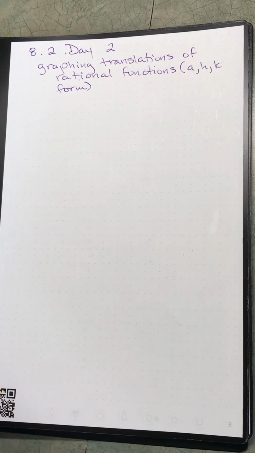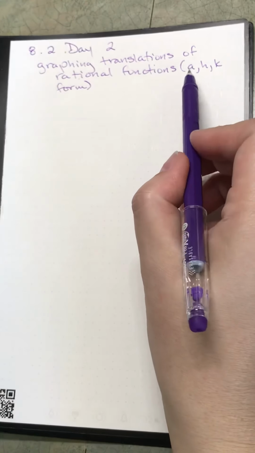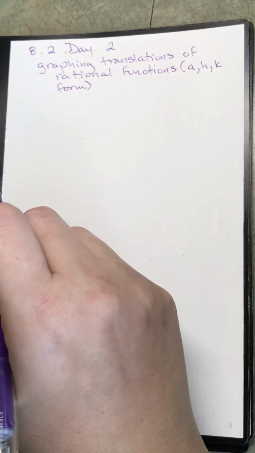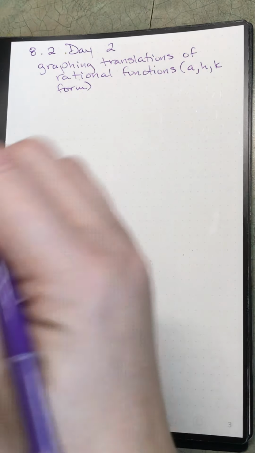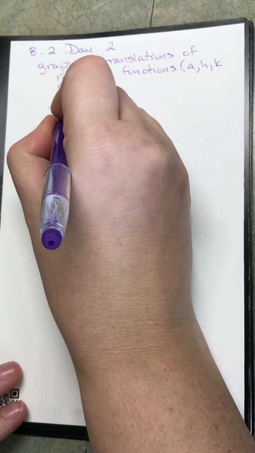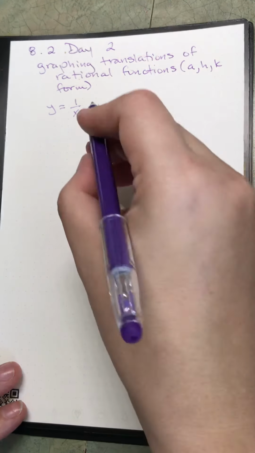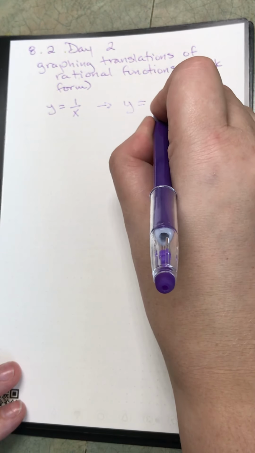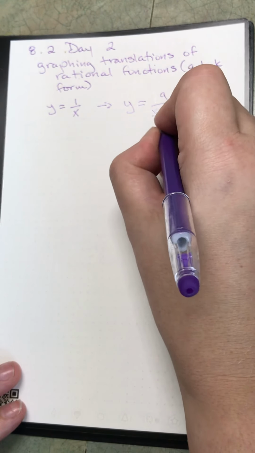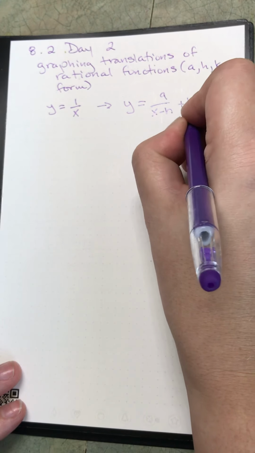Okay, so our next skill is graphing translations of rational functions. So the translations, remember, refers to the AHK form that we use. So our general form again, or our parent function, is y equals 1 over x. And to transform that, we have y equals a over x minus h plus k.